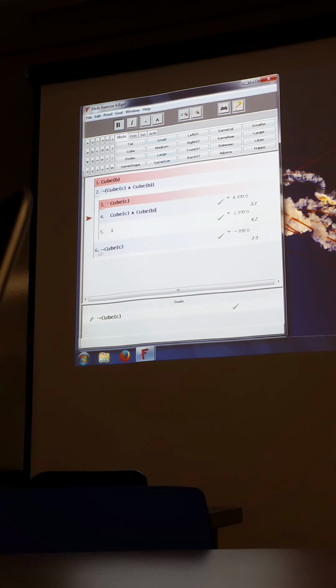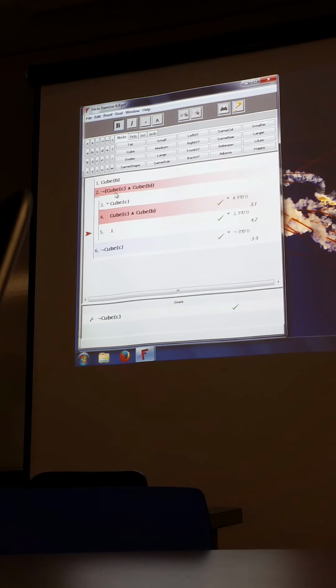Let's go top down. I want to prove that not cube C follows from 1 and 2, right? So the logic of this says, let's assume the opposite. Just like my client did not commit the murder, suppose he did. So devil's advocate, right? Suppose C were a cube. But then what does 1 tell me, everyone? Yeah, B is a cube, so putting them together I get C is a cube and B is a cube.